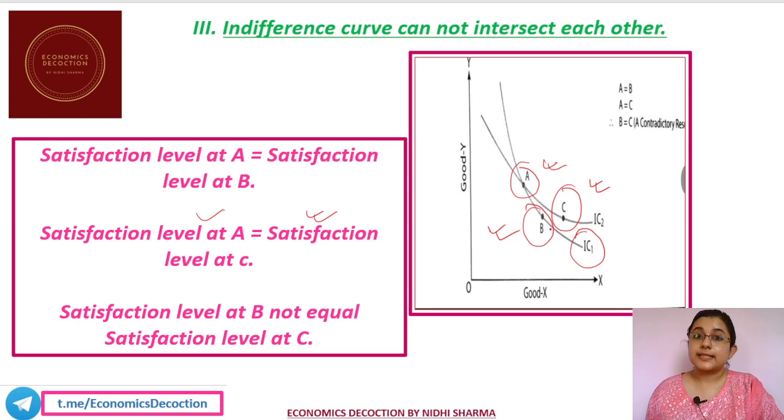Point B is on IC1, a lower IC, while point C is on a higher indifference curve, that means it is on IC2. So by the rule, we know that a higher IC represents a higher level of satisfaction. Thus, satisfaction at point C should be greater than satisfaction at point B, right? But what can we see here? Satisfaction at A is equal to B is equal to C. This completely violates the property of the indifference curve. Thus, we can conclude that two indifference curves can never intersect each other. All right.